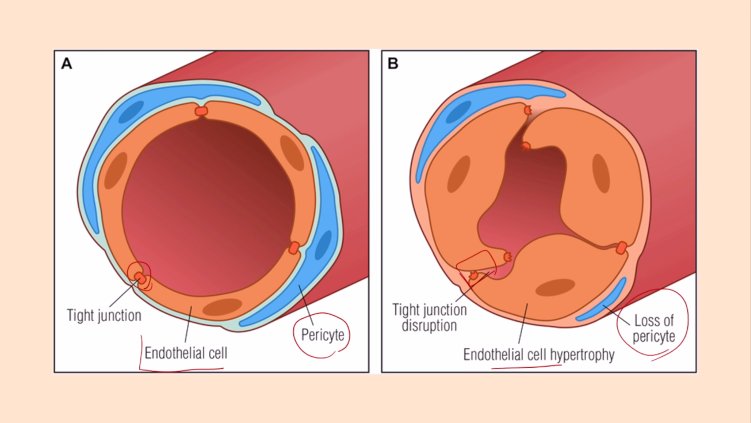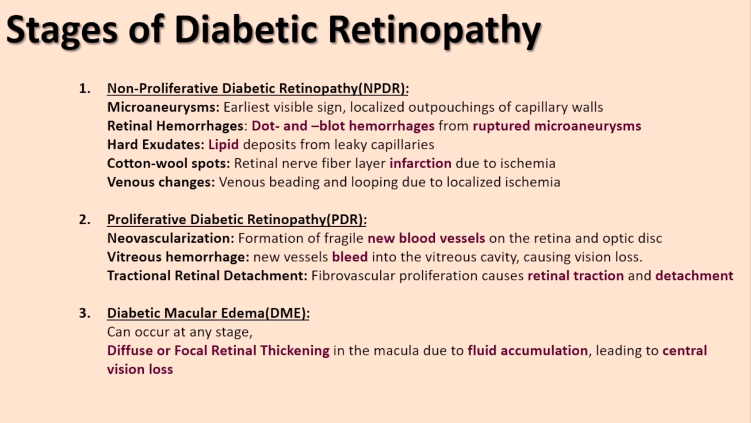Another point that you have to know for the board examination about diabetic retinopathy is the stages of diabetic retinopathy. So we have three stages that you have to know. Number one is non-proliferative diabetic retinopathy, or NPDR. So in this stage we have several changes. The first change is microaneurysm. So these are very small aneurysms, and this is the earliest visible sign that you can see in the fundoscopic examination. So the second change is retinal hemorrhage.